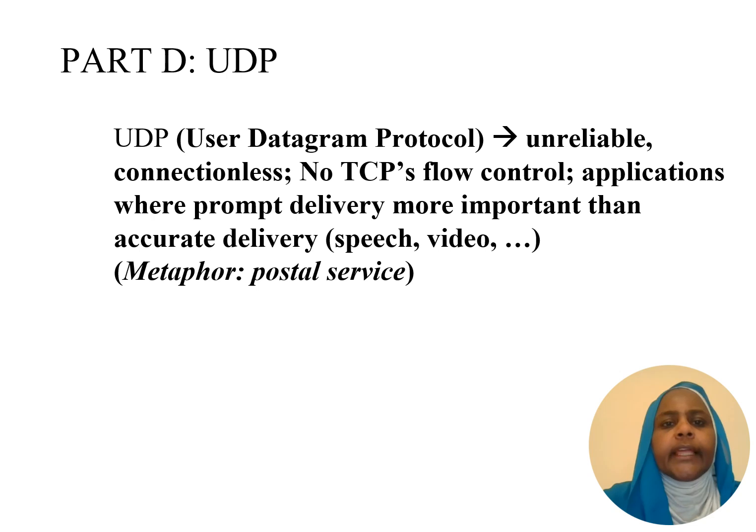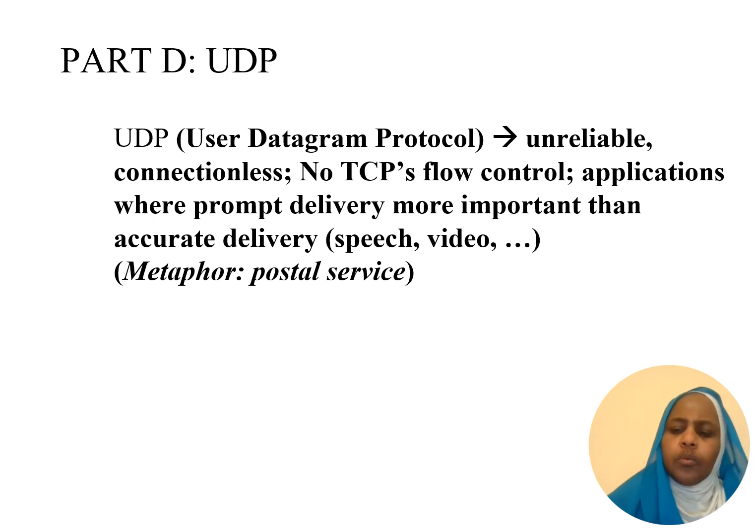The other transport layer protocol is the User Datagram Protocol, UDP. It's an unreliable protocol. It's connectionless, no connection is established, no flow control, no congestion control. It's used for applications where prompt delivery is more important than accurate delivery, such as voice over IP, video conferencing, and so forth. It's just like postal services where you drop your mail in the mailbox and you hope for the best that it will reach the destination, with no guarantees.